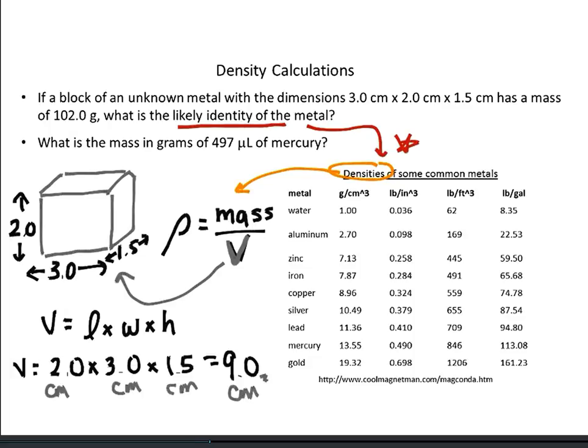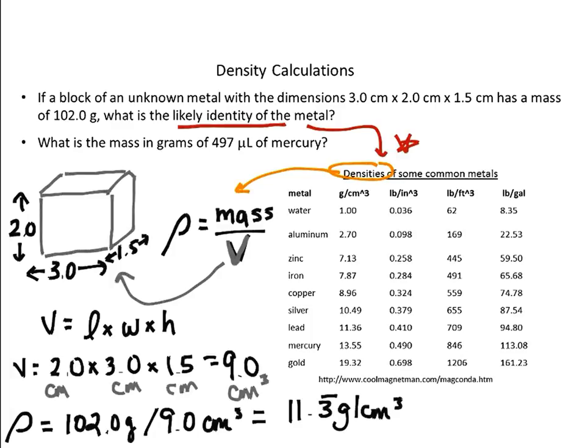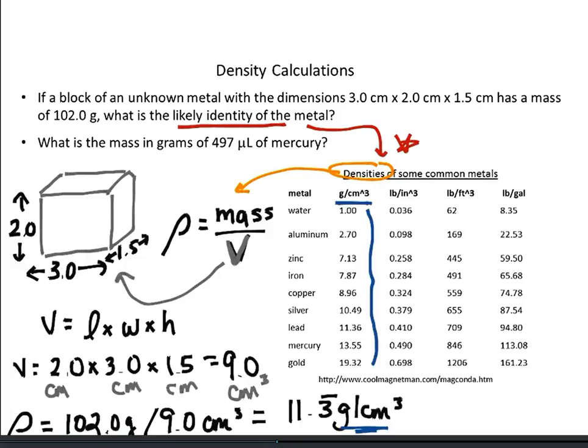Each of them has units of centimeters, which means that the volume is in units of cubic centimeters, which means my density is 102.0 grams divided by 9.0 cubic centimeters, which gives me 11.333333 forever grams per cubic centimeter. And if I compare that to the numbers in the table, it appears that the closest one is lead, 11.36. So my answer in this case is just the word lead, right?